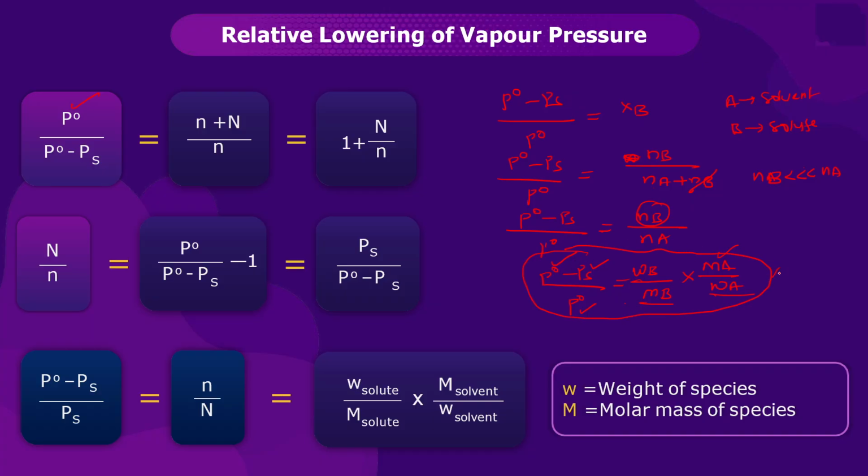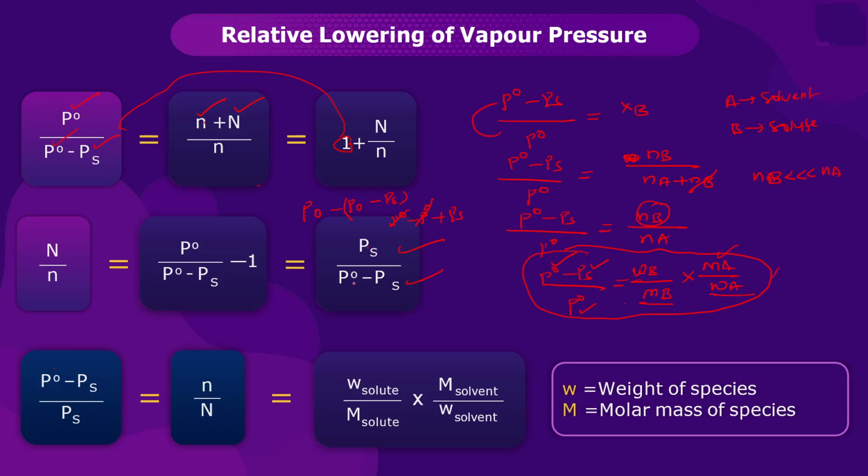So this will give less accurate results. To get accurate results, we are changing like this. If you take the reciprocal of this one, P naught upon P naught minus Ps is equal to, this is solute molecule, this is solvent molecule. So this n gets cancelled, 1 plus n by n will come. So this 1, if you take this side, it will become minus 1. P naught upon P naught minus Ps minus 1 is equal to, P naught minus P naught and minus Ps will come. So if you simplify this, P naught minus P naught plus Ps will come. So these two get cancelled. Ps upon P naught minus Ps.